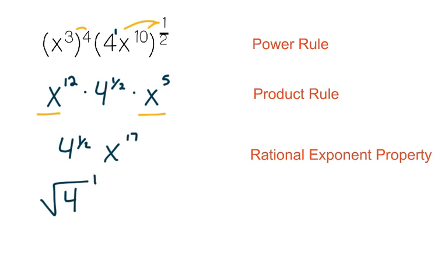And to the power of 1. Again, you don't have to because this is the same thing. Then just bring down that x to the power of 17. And last step, simplify. The square root of 4 is 2. So 2 times x to the power of 17 is the most simplified answer.